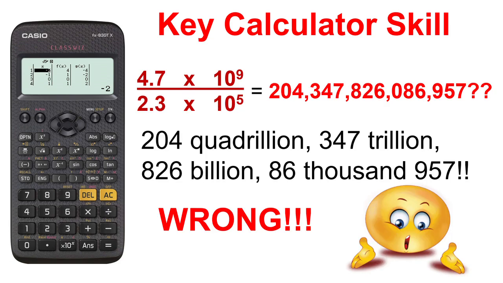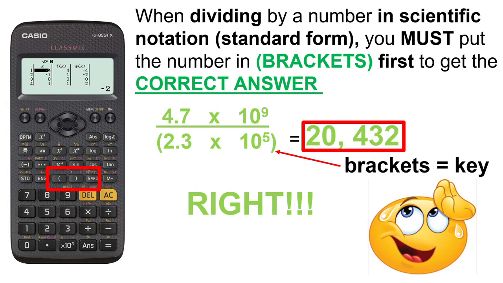And when I go to do it, I get this ridiculous answer: 204 quadrillion, 347 trillion, 826 billion, 86,957. That's clearly not correct. Where did I go wrong? Here's the key point. You must use brackets when you are dividing with scientific notation, okay? That is how you get the right answer. I said it should be around 20,000, and it is.